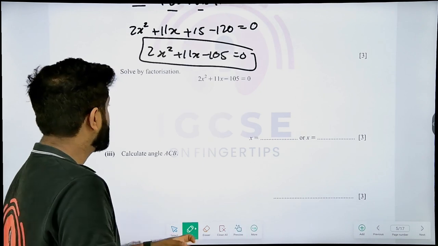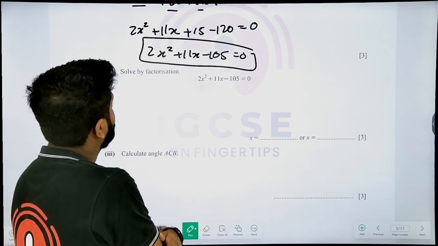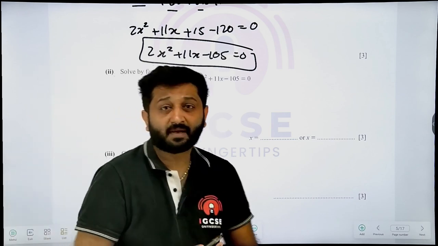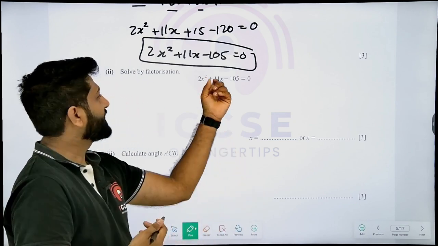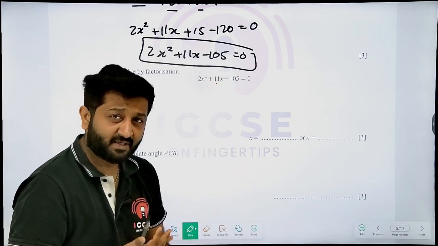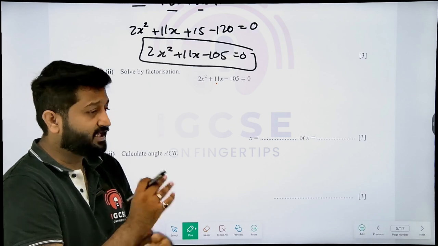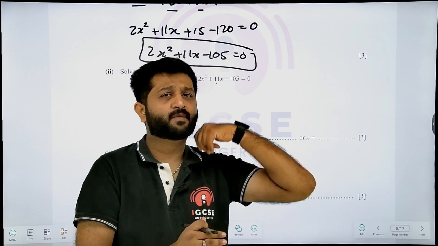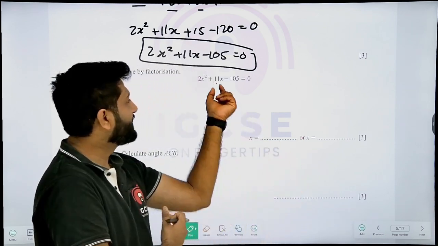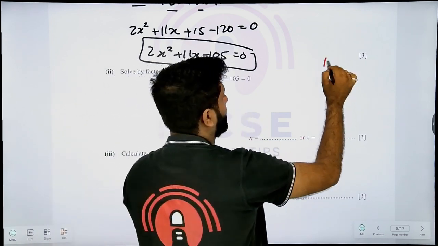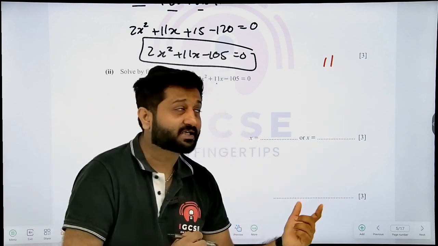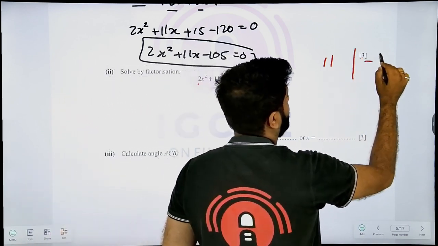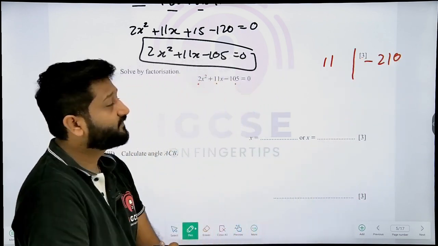The next part, solve by factorization. I have to solve by factorization. Factorization means I'll have to split the middle term. What is the middle term? The middle term is 11. I'll have to split 11 into two numbers, maybe 7 and 4, 8 and 3, somewhat like that, or maybe 12 and minus 1. I'll have to split 11 in such a way that on addition I should get 11, but on multiplication I should get the product of the first and last term, which is negative 210.